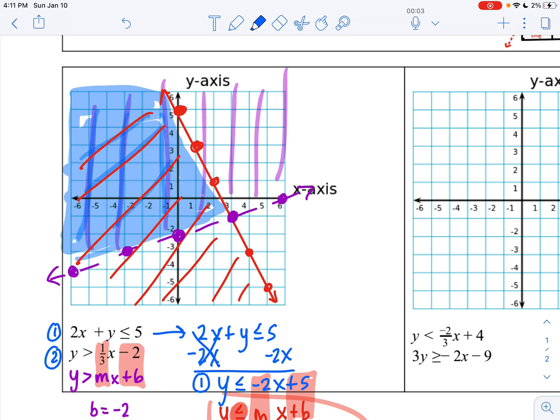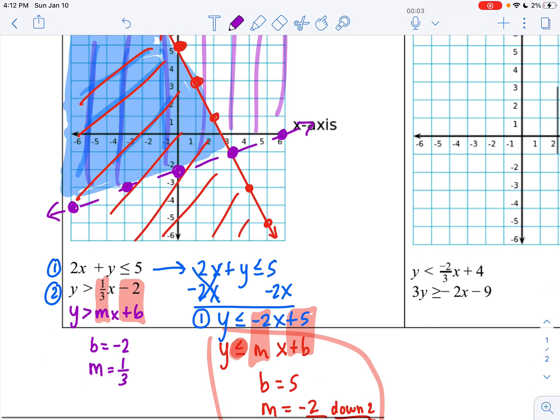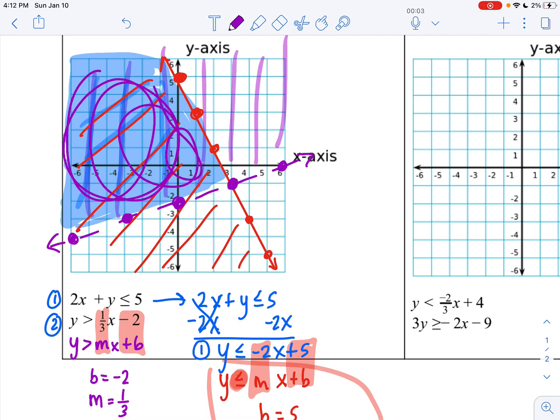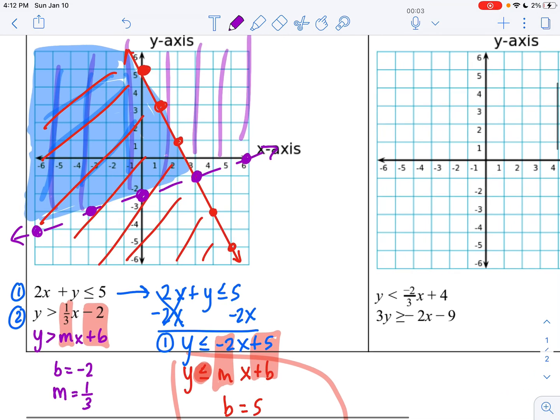This entire area. What that means is any answer that you choose inside this blue area is a solution, or an answer, to your inequality. So for example, if I picked, let's see, -3, 1. Do you see how this purple dot I just drew is inside that blue region? If I plugged in -3, 1 to both of these inequalities, they would be true. So that's what that means. Any answer that we choose in this region, in this blue section, is going to work for both equations, or both inequalities.